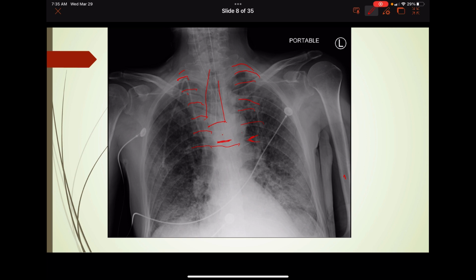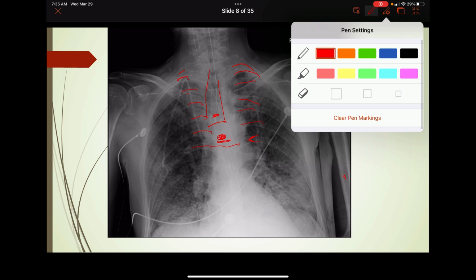So with this window being here, I would bet the carina is right about here. So that tube could probably be pulled back just a little bit. It is either really close to the carina or 1 to 3 centimeters above the carina. In any case, I would probably pull it back to about right here. If I get my pen to work, there we go. Let me clear those markings so we can see it better.